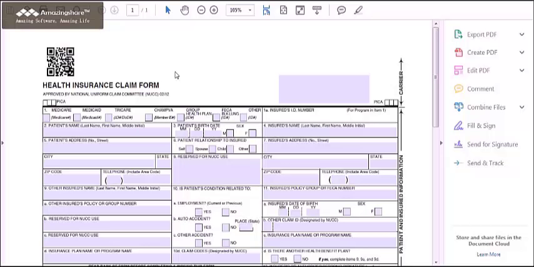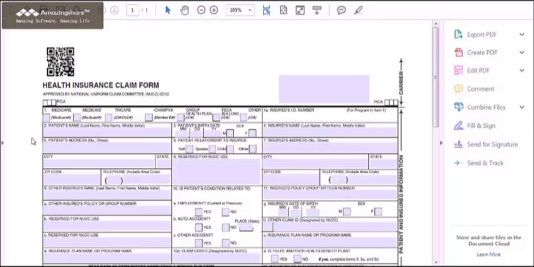The CMS 1500 form was developed by the Centers for Medicare and Medicaid Services to facilitate the processing of bills. The CMS 1500 form is the data collection form used for transmitting billing information for ambulatory claims, outpatient claims, and physician's office claims. The form is divided into two major sections.